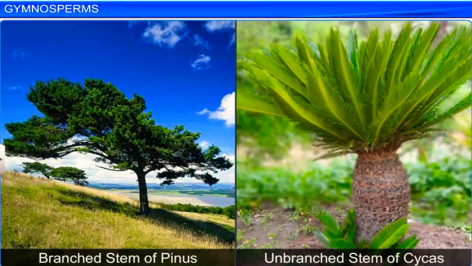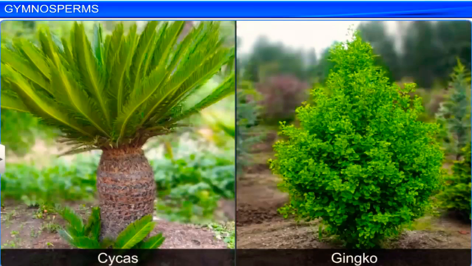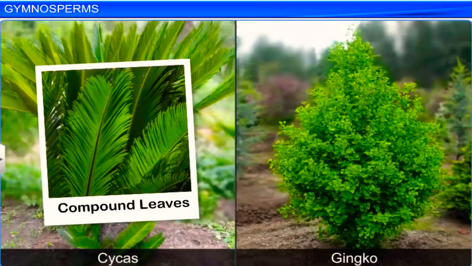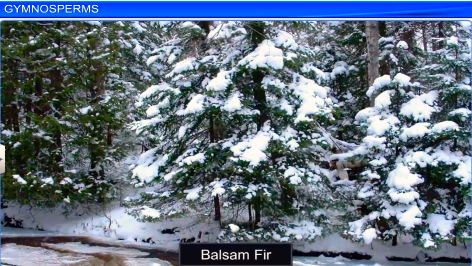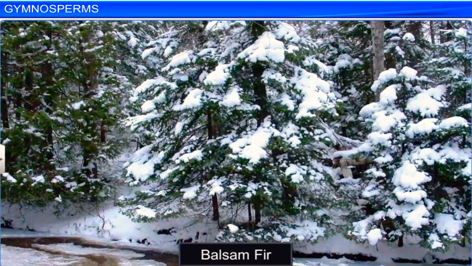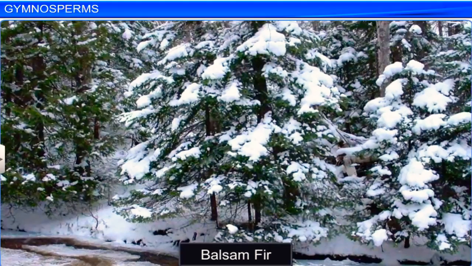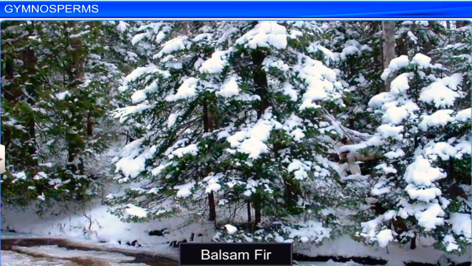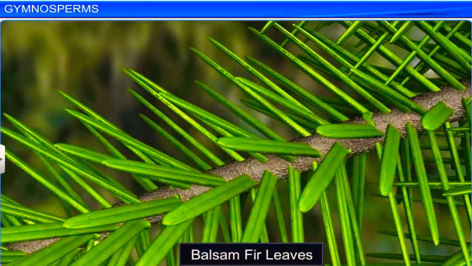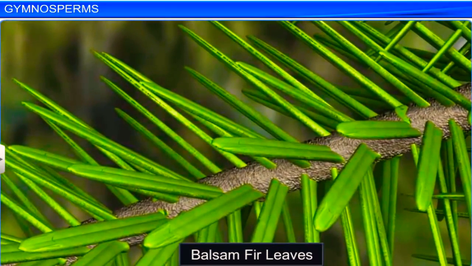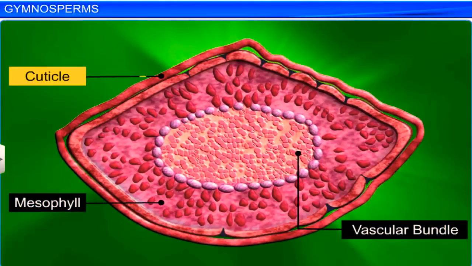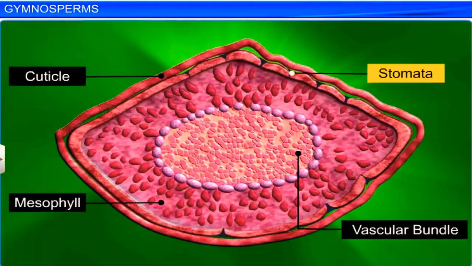The stems of a gymnosperm can be branched or unbranched, and the leaves can be compound as in Cycas or simple as in Ginkgo. Moreover, these leaves are well adapted to withstand extreme climatic conditions as seen in balsam fir. Its needle-like leaves reduce the surface area, which in turn reduces loss of water due to transpiration. Even the thick cuticle and sunken stomata on the leaves reduce the rate of water loss.